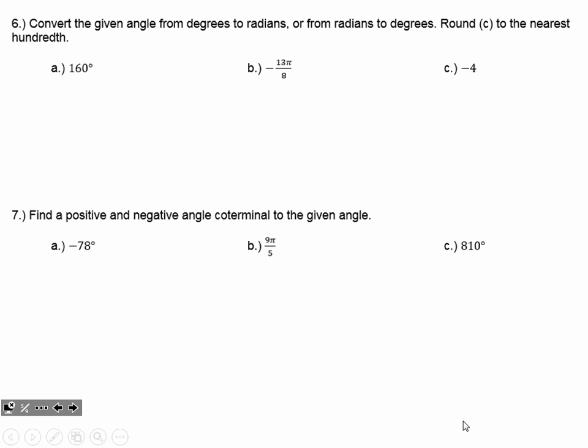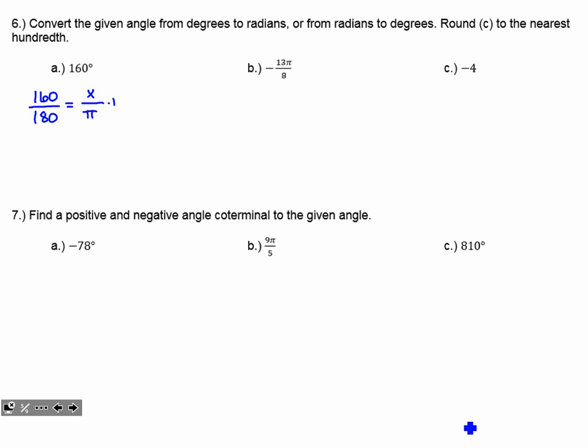Number 6, convert from degrees to radians or radians to degrees. And then we're told that letter C should have a decimal answer. So letter A, 160 degrees. Well, our common ground between degrees and radians is the fact that 180 in degrees is the same as pi in radians. So I start off with 160 degrees out of that common ground 180. That equals some number of radians out of pi radians.